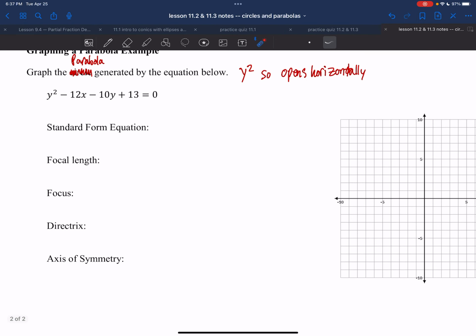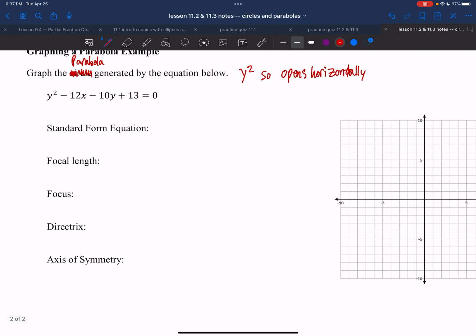So here's what I need to do. I need to isolate y. So I say y squared minus 10y plus blank, because you know what I'm doing. I'm completing the square, equals, I'm going to move the 12x over. That's 12x plus 13. Oh, sorry, minus 13, because I'm subtracting it to the other side, plus blank.